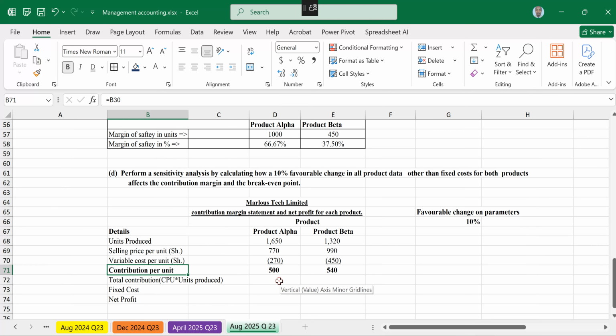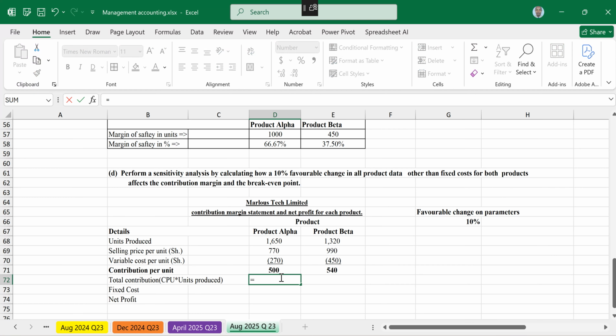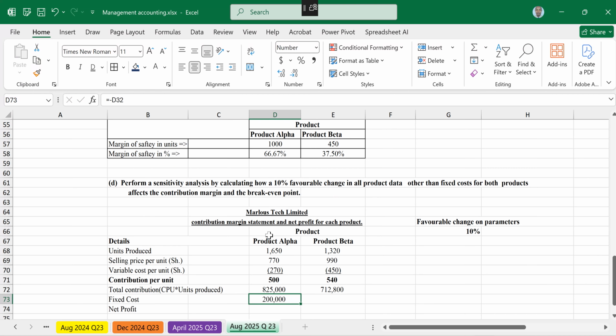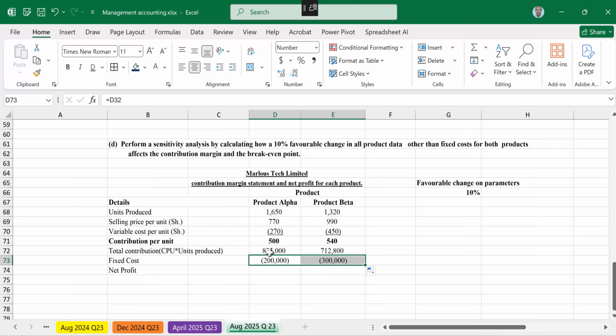Then get the total contribution, that is the sales units produced times the contribution per unit. Our fixed cost was not to be affected, so fixed cost remains constant. Equal sign, pick the fixed cost as above, 200,000, enter, drag across. It should be equal sign negative, but remove the negative because the other one is already negative, so don't negate it again. Fixed costs were not to change. This becomes our net profit.